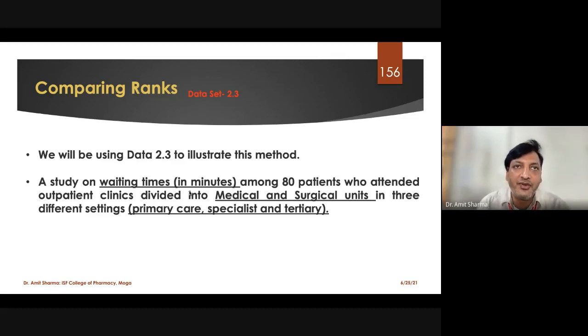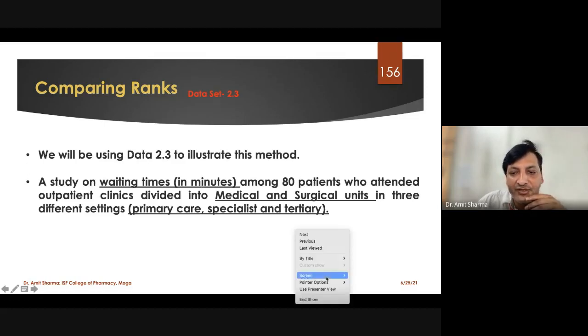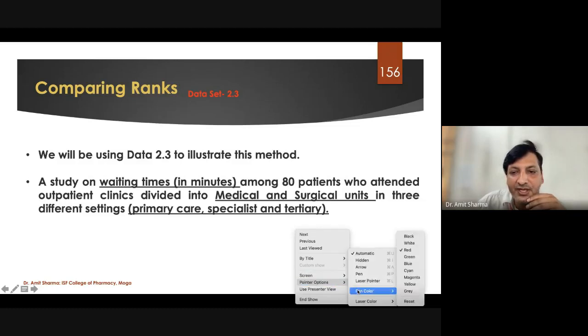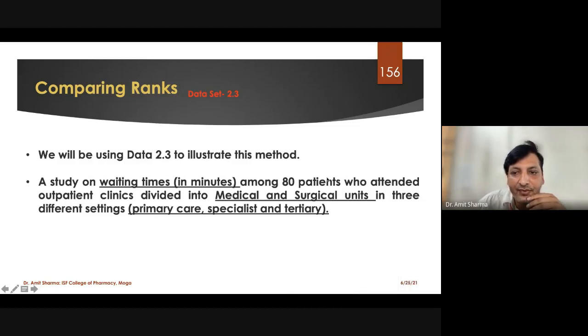To find out the waiting time, if one patient is already sitting in the doctor's chamber, how much time will the next patient take to be seen? We can calculate this by using a test. That means we want to study the waiting time in minutes among 80 patients. So n for the sample was found to be 80. The N of our study is 80 patients who attended the outpatient clinic, which is divided into two parts.